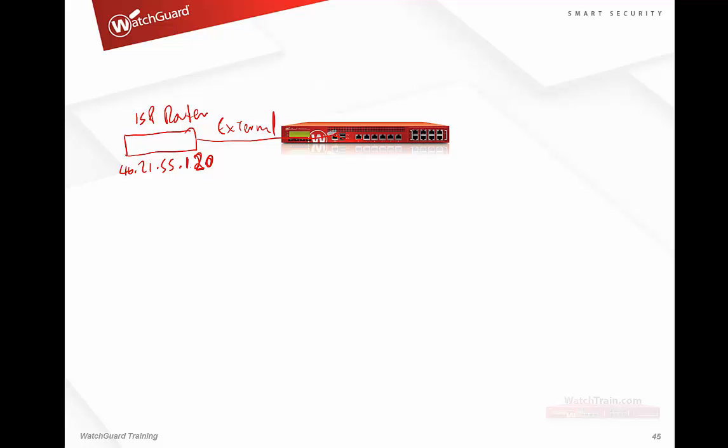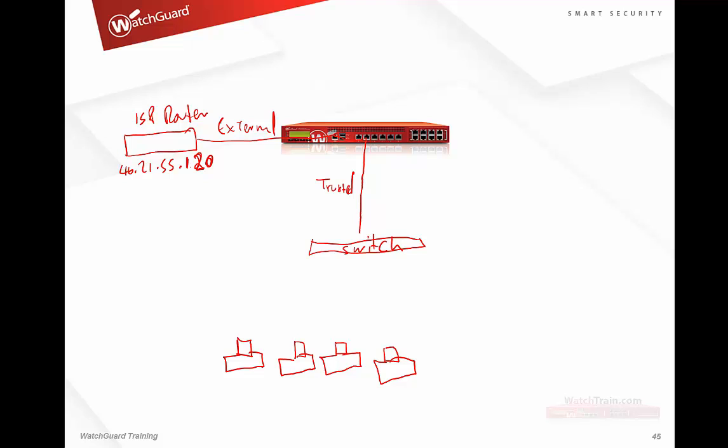Internally, let's take this port here. This is our trusted. What is a trusted? As I explained before, trusted is the network that our, let's say, corporate environment is configured on. So a trusted should be a connection to our internal switch. This is a switch. Now on this switch we have computers, users. So this is our users.